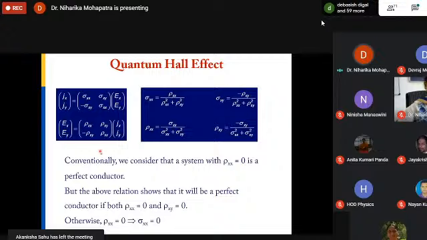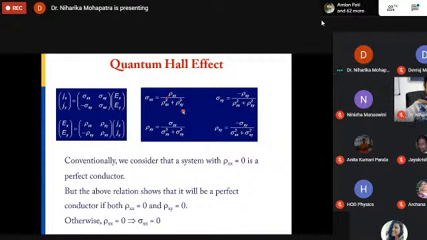What you see here, normally, if we get rho xx to be 0, I'm not talking about superconductors and all. So normally, if rho xx is 0, we say that it's a perfect conductor. But you can see that sigma xx equals rho xx by rho xx square plus rho xy square. Or in other words, if you take rho xx to be 0 in this particular expression, then what you obtain? Sigma xx you are getting to be 0.